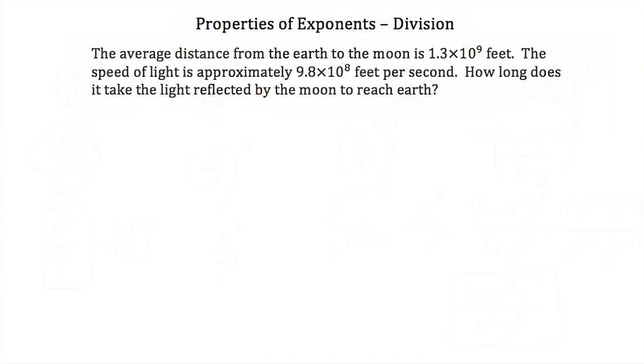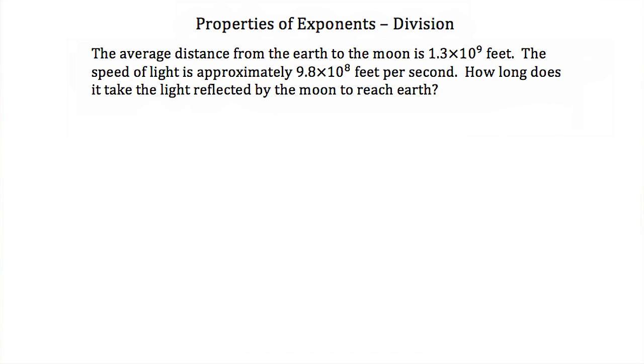Now lastly, we can use these division properties of exponents to solve large numbers that are written in scientific notation. Here we're told that the average distance from the Earth to the Moon is 1.3 times 10 to the 9th feet. The speed of light is approximately 9.8 times 10 to the 8th feet per second. So how long did it take the light reflected by the Moon to reach the Earth?